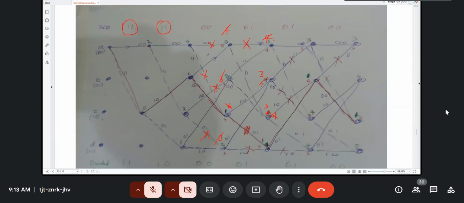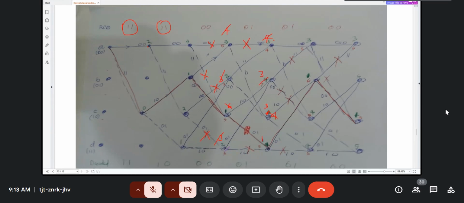And this one, this is 1. This is 0, 1. It's the same as 0, 1. So the distance remains 1. So this is actually 1.